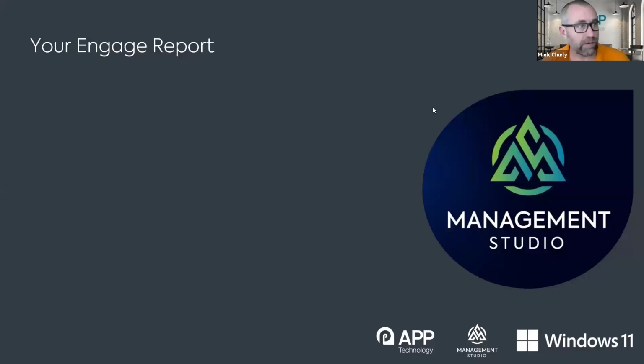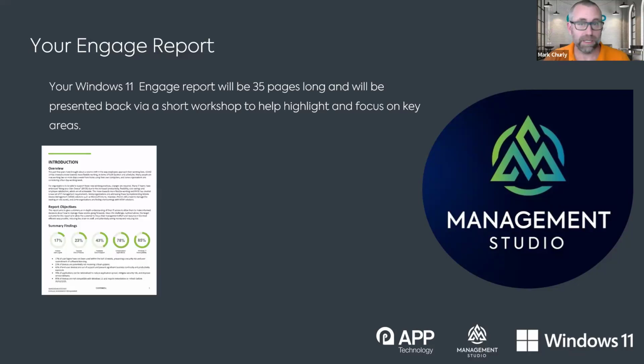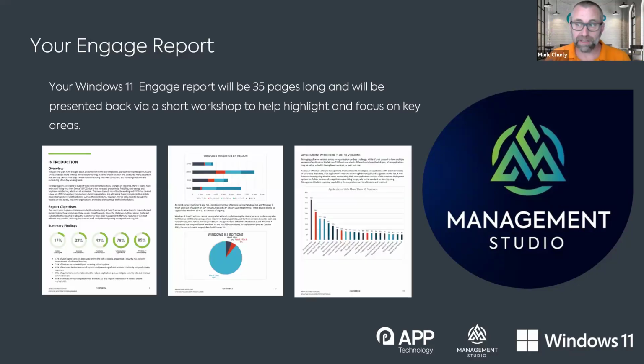Perfect. All right. So thank you, Ben, for walking through that. So yes, what Ben's shown you is the underlying tool set that is used to pull together your Engage report. What we'll present you with is roughly about a 35-page report. And as I've already said before, it's going to be presented back via a short workshop. And the goal here is it's going to highlight back on key areas.